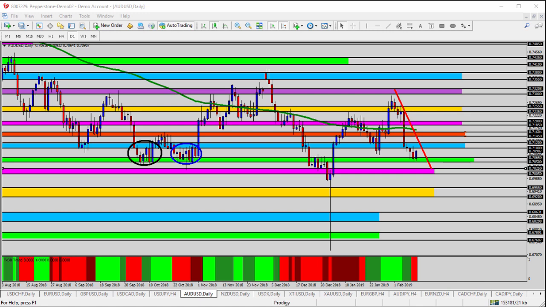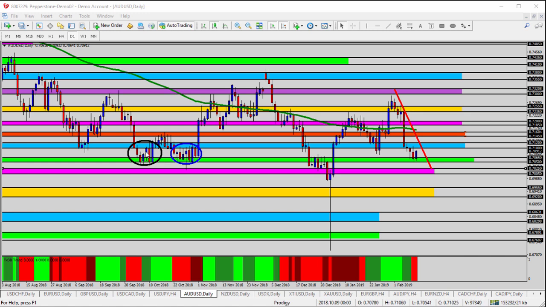Today we're going to take a look at the AUDUSD, the Australian dollar versus the US dollar, for today's trade analysis. Starting here on the daily time frame first, we can look back in time. I want to go all the way back to where the black and the blue circle are, back here on the left-hand side of the chart.